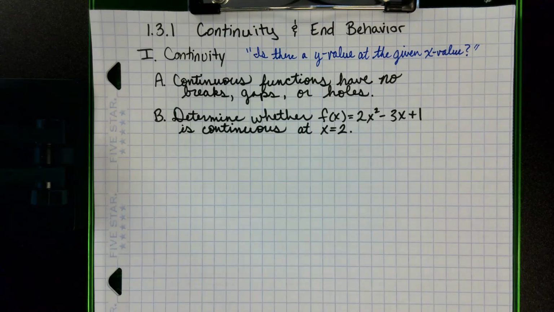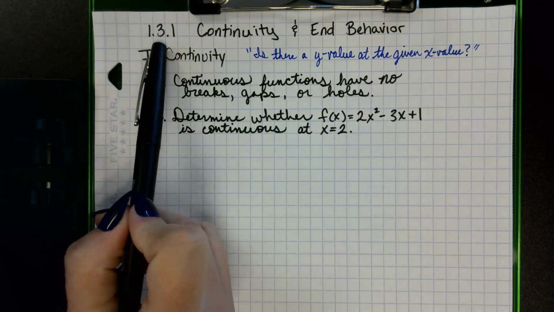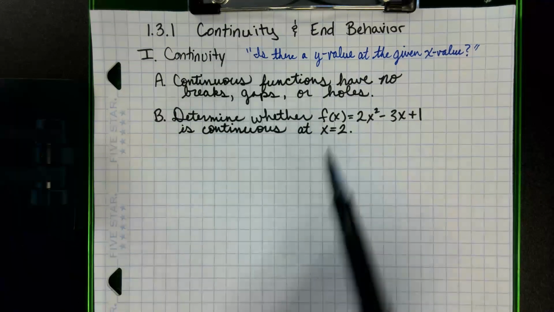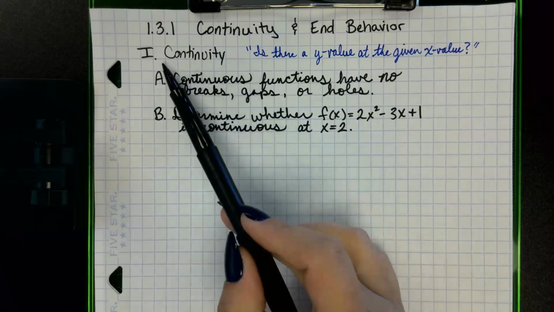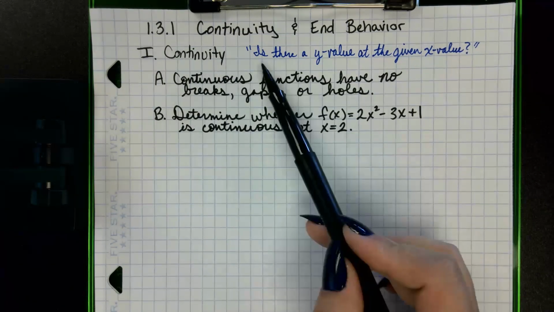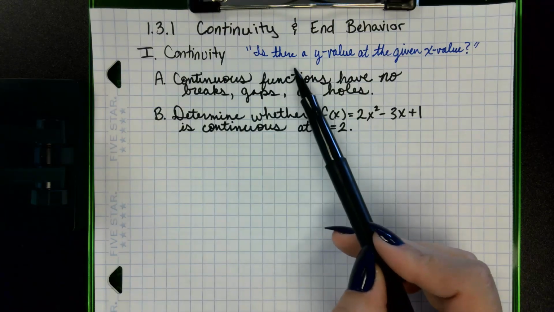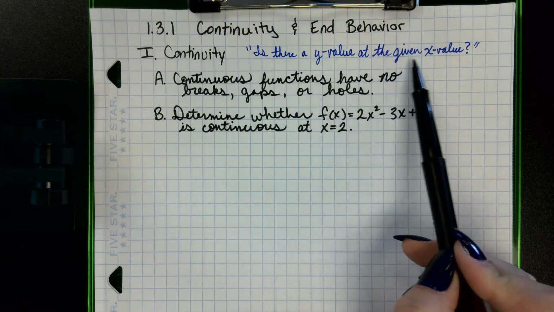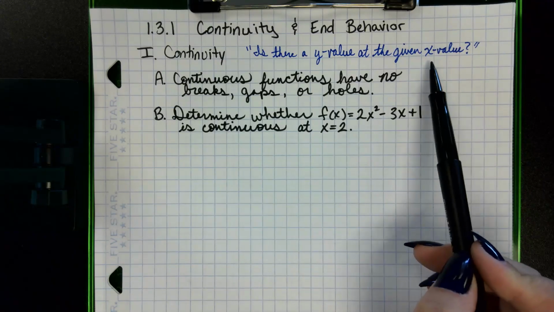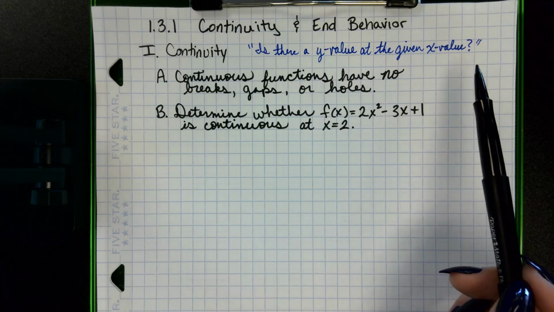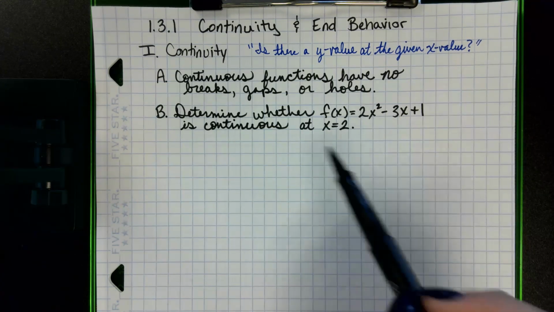Okay, so we're looking at Chapter 1, Section 3, and we're on day 1 of that. And we're talking about continuity and limit behavior. Today we're talking about continuity. So part 1 is continuity. And basically you're asking yourself, is there a y value at the given x value? Is there a y value, a real one? Like it exists in real numbers.